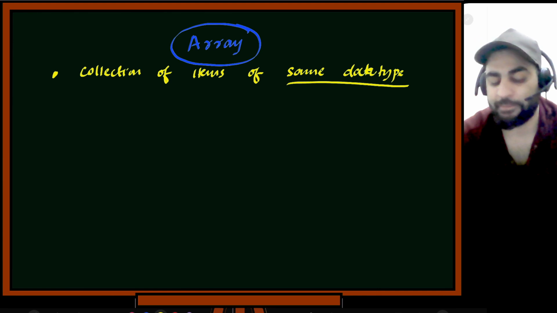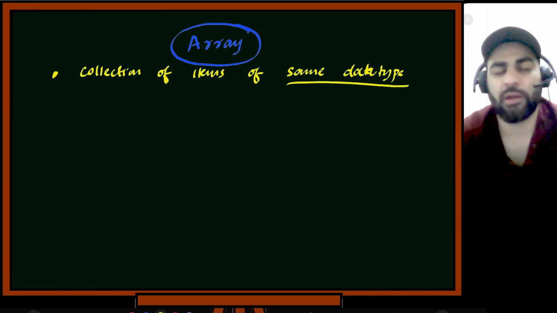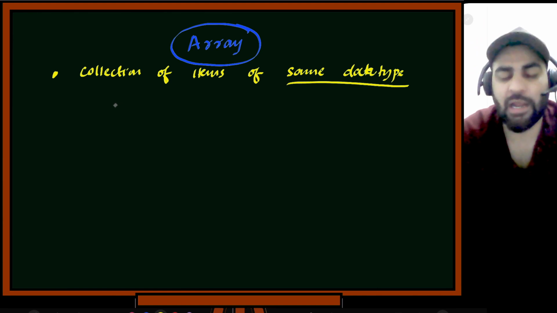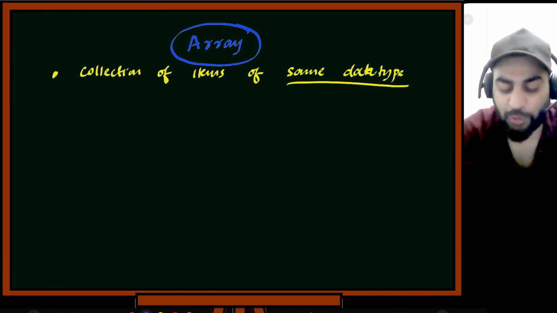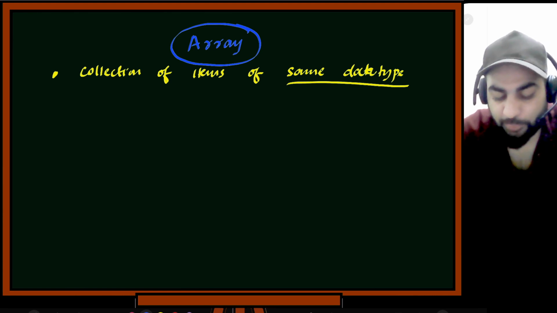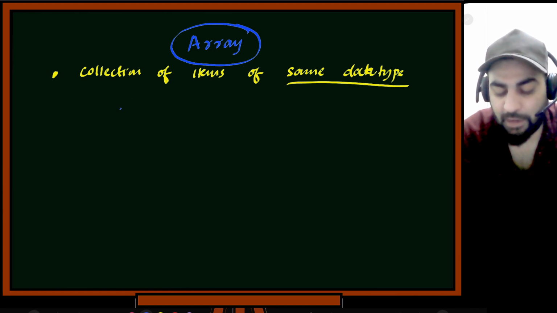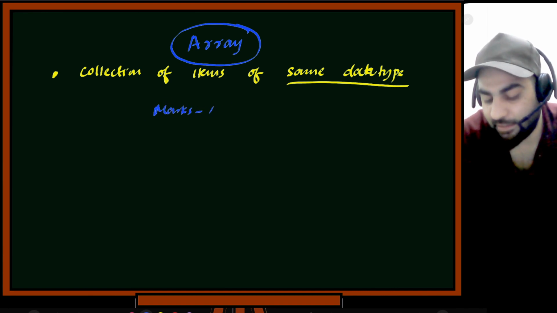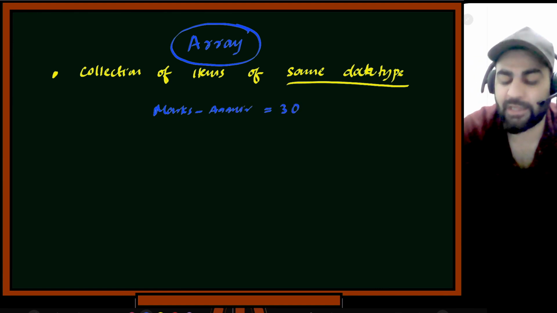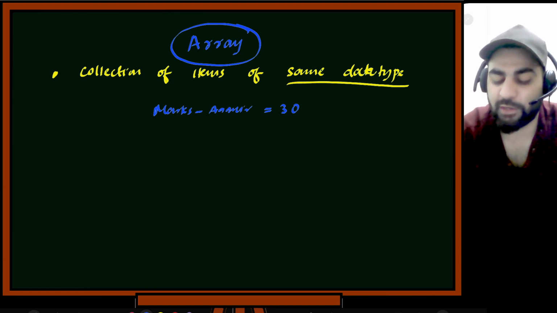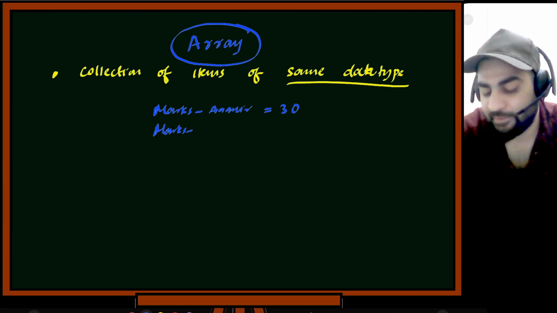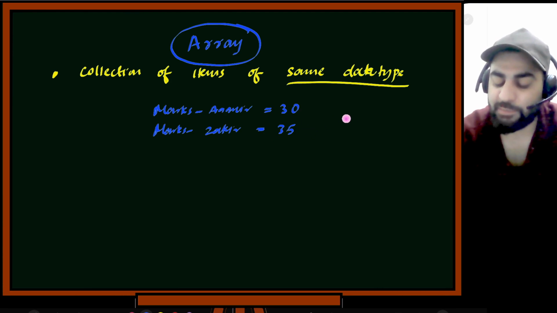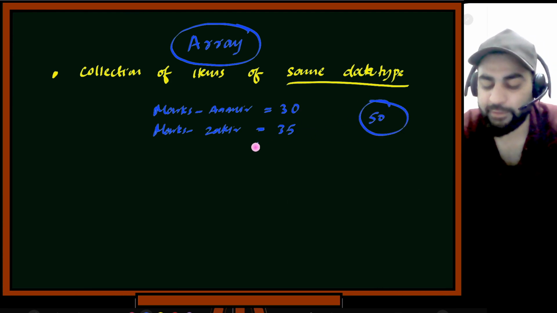So why was the array even conceptualized? Let's suppose you have to store marks of many people. The first problem is that you'll have to create a lot of variables. If I have to store, let's suppose, marks of Amir, I'll create a variable and name it marks Amir, and say Amir got 30 marks. So this is one variable. Then I'll have to store marks for Zakir, so I'll write marks Zakir equals 35. If I have to store this for 50 students, I'll have to create 50 variables like this.